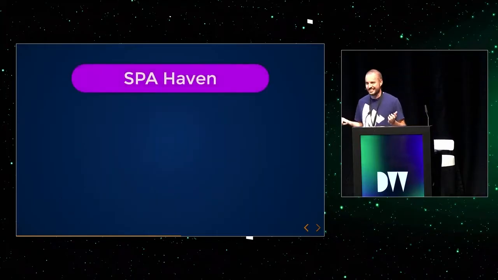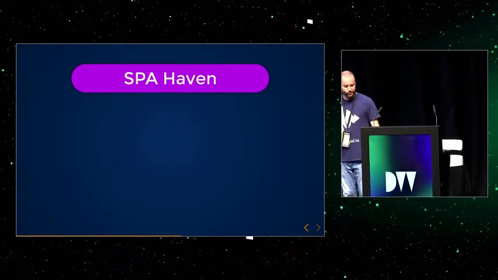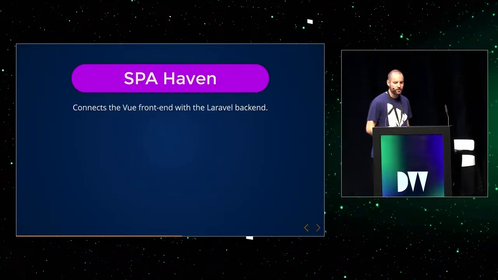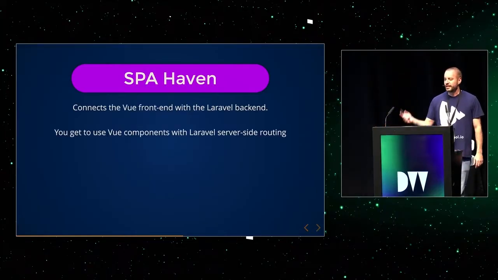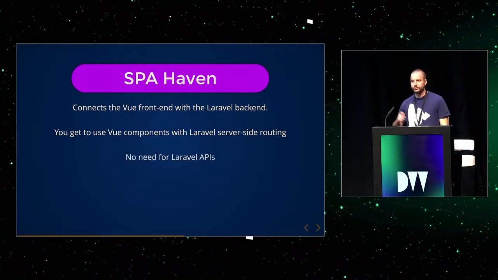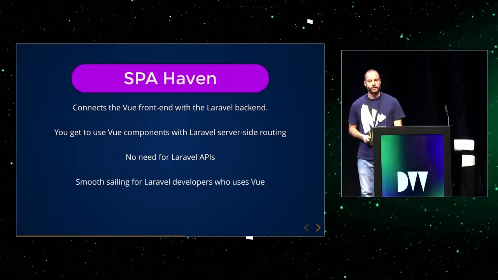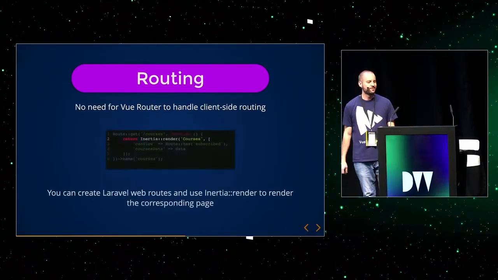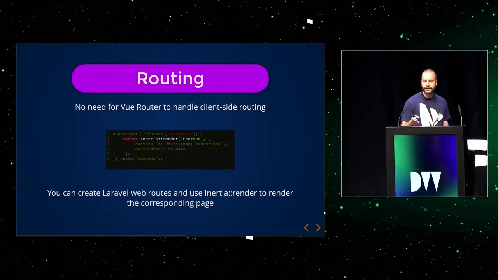All right. We're feeling pretty good. We've got an SPA, and yet we're still doing Laravel like we're used to doing Laravel. So we're connecting the Vue front end with the Laravel backend. You get to use Vue components with Laravel server-side routing. There's no need to set up a REST API. You just use your controller methods to send the data, and it's smooth sailing for the Laravel developers who use Vue. Awesome.